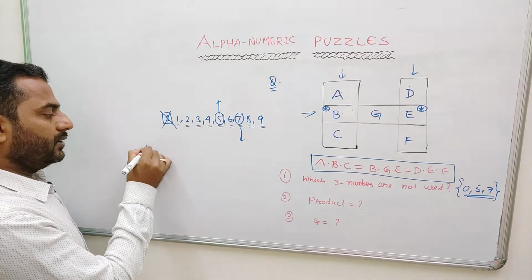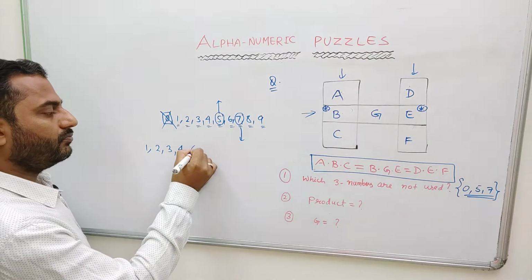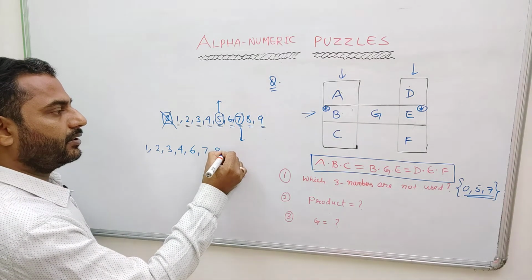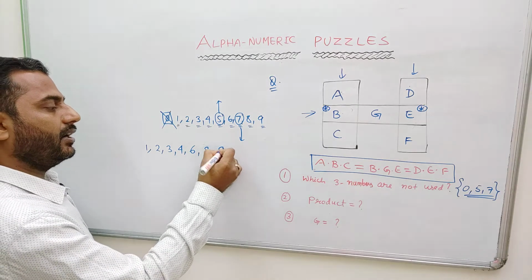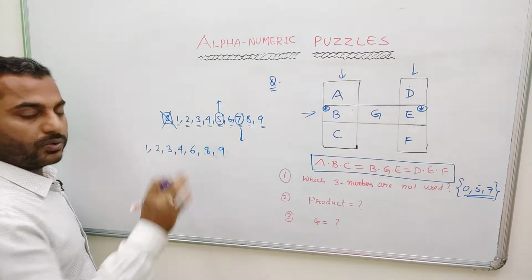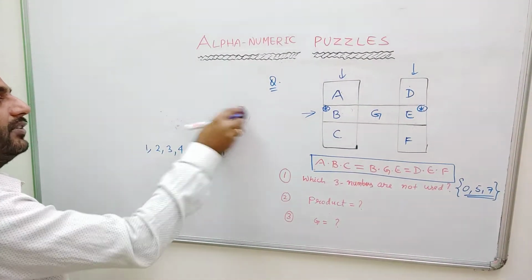Now what are the remaining numbers? They are 1, 2, 3, 4, 6, 8 and 9. Now that it is clear, we have to take only these 7 values and arrange them.